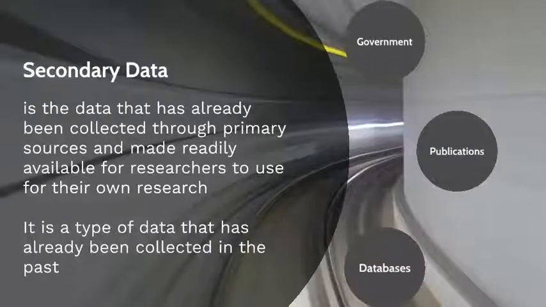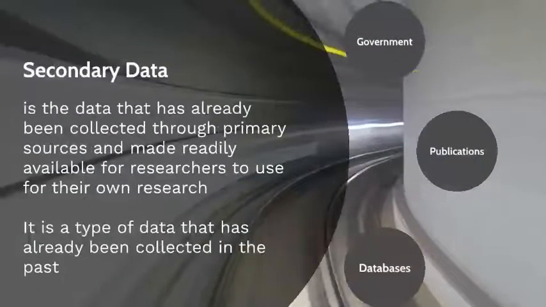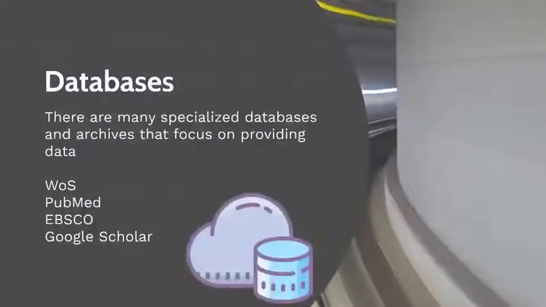Another secondary data source is publications. You can find data from books, articles, newspapers, and so on. And the third example here is databases. There are many specialized databases and archives that focus on providing data. Using a database is an interesting source of data because they not only provide you the data, but they provide an interface. How can you collect? How can you organize, index, sort, and work with those data? So that is an interesting source of information.